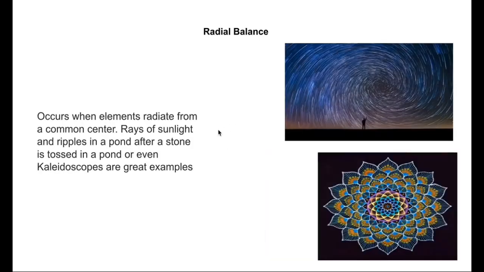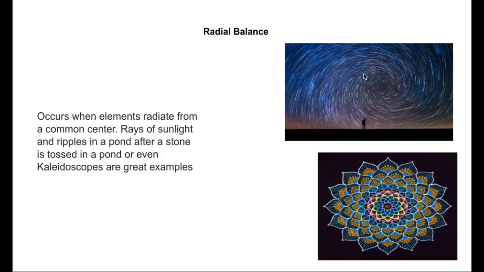Now we're going to look at radial balance. This occurs when elements radiate from a common center. For example, rays of sunlight and ripples in a pond after a stone is tossed, or even kaleidoscopes. For example, look at this kaleidoscope. We start in the middle, then we go out, and we see a repetitive pattern. This one, here's our focal point, and it just keeps going.